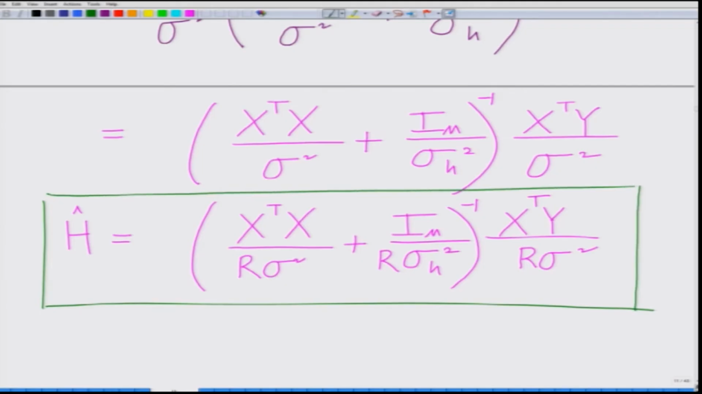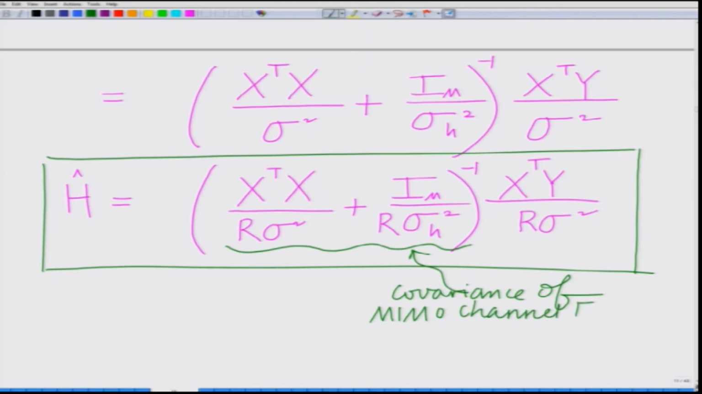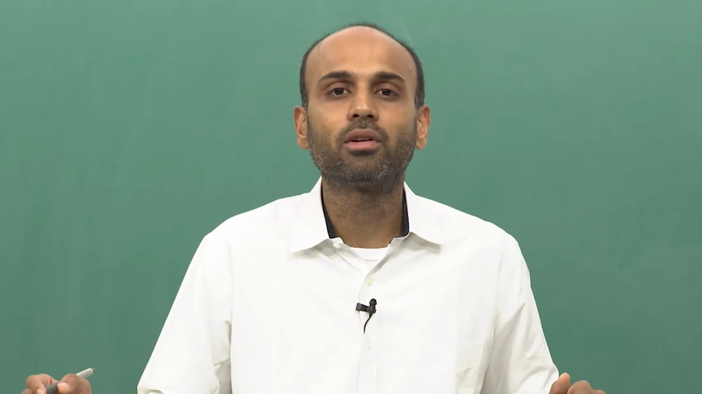It is (X transpose X divided by R sigma square plus I_M divided by R sigma h square) inverse into X transpose Y divided by R sigma square. And I am saying this is particularly convenient, because this part is nothing but the covariance of the MIMO channel estimate. This is the covariance: X transpose X by R sigma square plus I_M, that is identity of size M cross M divided by R sigma h square, inverse. This whole part is nothing but the covariance of the estimation of the MIMO channel matrix. So, one need not recompute the covariance all over again; one can reuse the part computed for the MMSE estimate for the covariance. It is just convenient, because it saves some computational burden.